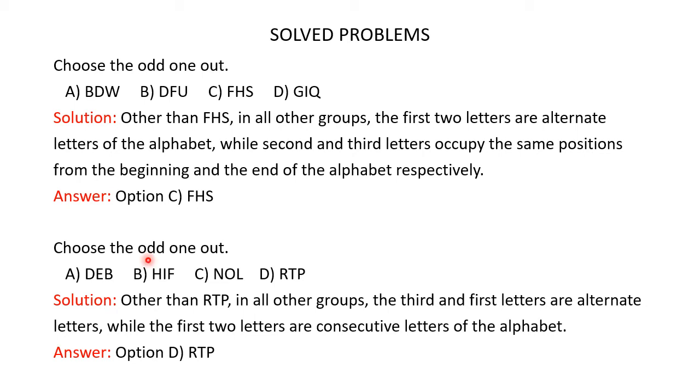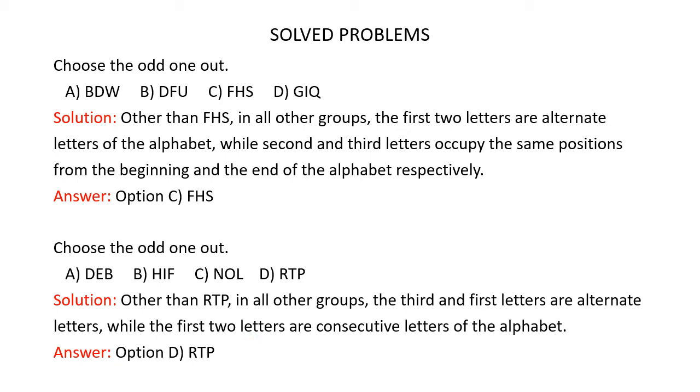Choose the odd one out. Here you are given four options. Option A, DEB, option B, HIF, option C, NOL, and option D, RTP. You have to find the odd one out from among these four groups of letters. Now, when you look at these four groups of letters, you'll see that other than RTP, in all the other groups, the third and first letters are alternate letters, while the first two letters are consecutive letters of the alphabet.